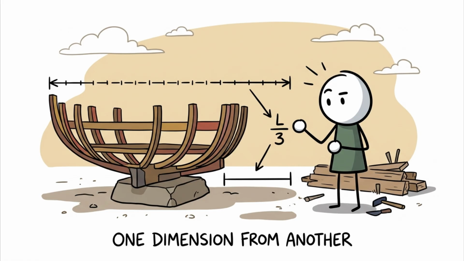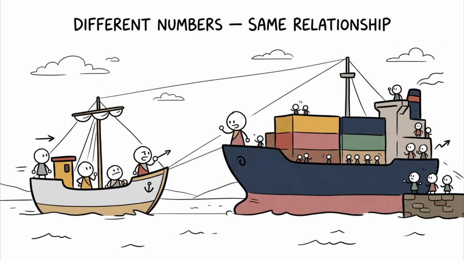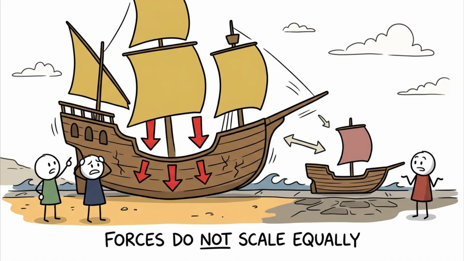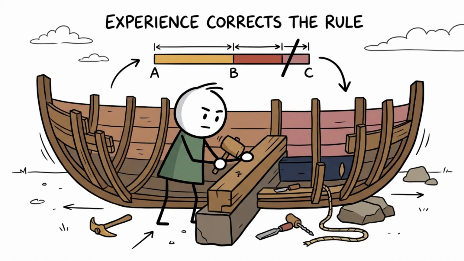A builder might derive one dimension from another using a familiar rule. The actual numbers could change while the relationship remained recognizable. This allowed a known design family to be enlarged, reduced, or modified. Not every scaling attempt would work perfectly because forces do not scale equally. That is where accumulated experience corrected the simplicity of the rule.